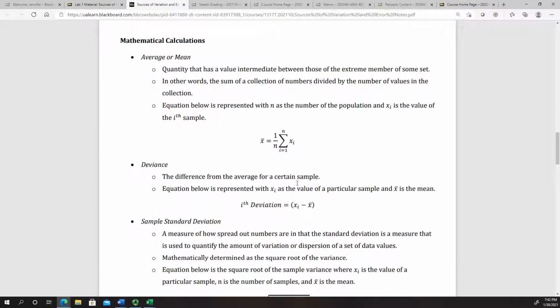So for the mathematical representation of these values, we're looking at mainly four main calculations: average or mean, deviation from that mean, standard deviation, and variance. So for our average or mean, this is the mathematical representation of it, but essentially it's adding up the value of each of your samples divided by the number of samples that you have. So if you had 1, 2, 3, 4, 5, and 6, then you would add 1, 2, 3, 4, 5, and 6 together and divide that by 6 as the number of samples or values that you have.